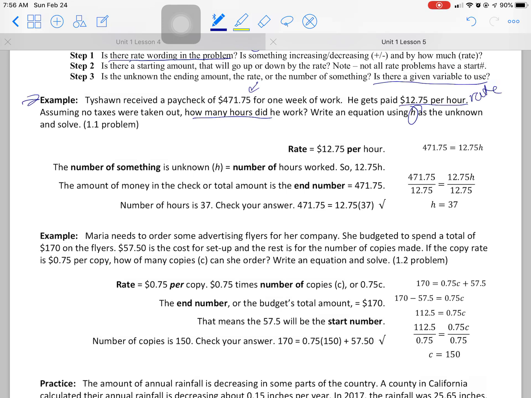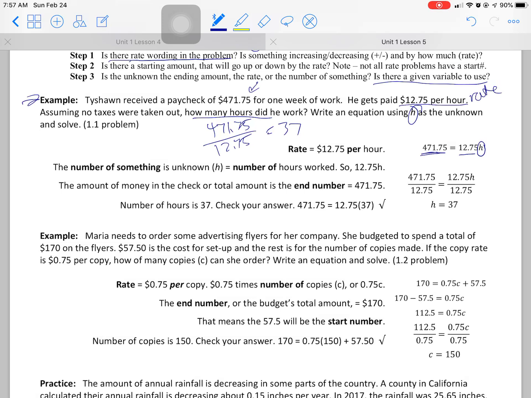Okay. So some of you know to sit there and do this number divided by how many hours he worked, right? Why do I have to set up a big equation if I know that that's going to come up with my 37 hours that he worked? Well, that's great. And I will take that as an equation. But officially, it should look like this. You have a rate times the number of something, okay, equals the ending amount. In this case, we didn't have a start amount, okay?